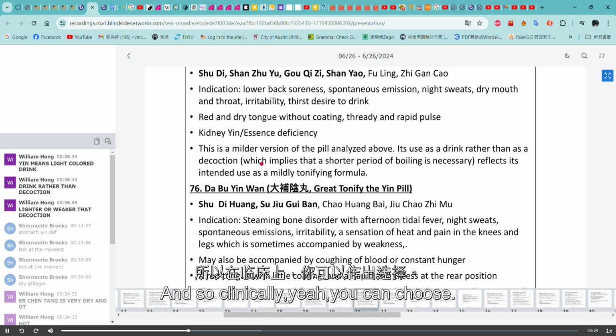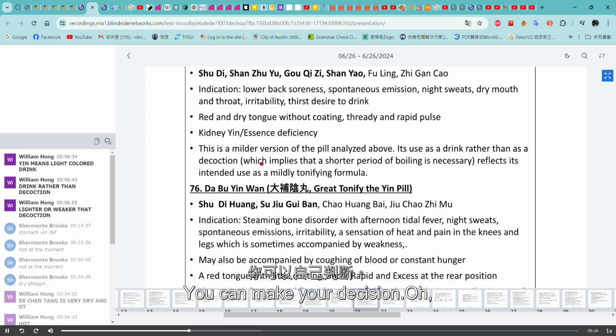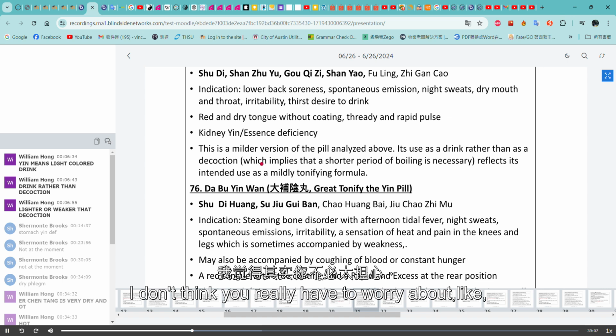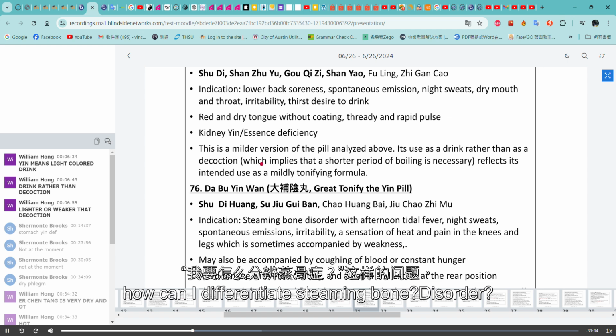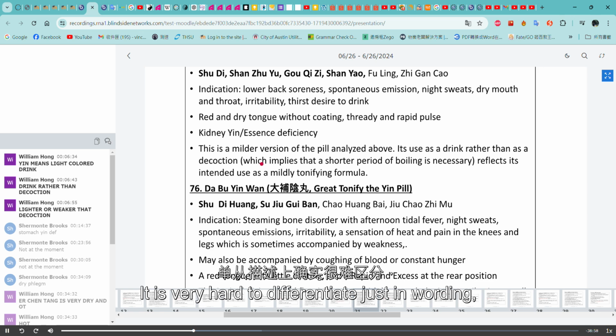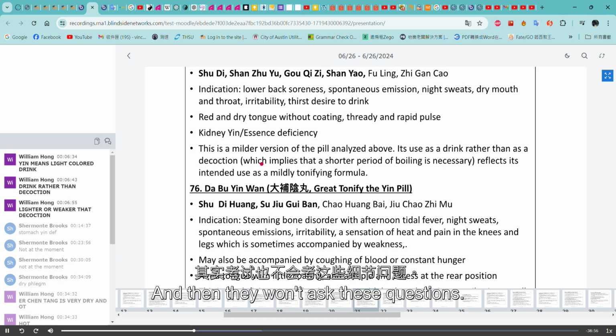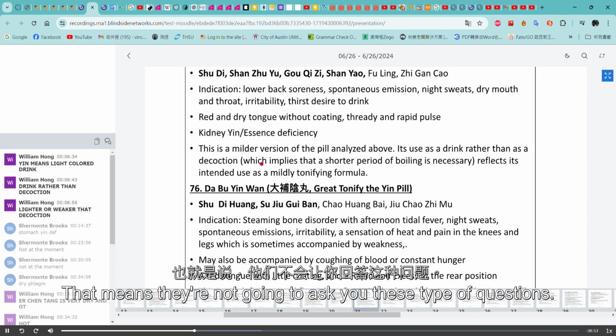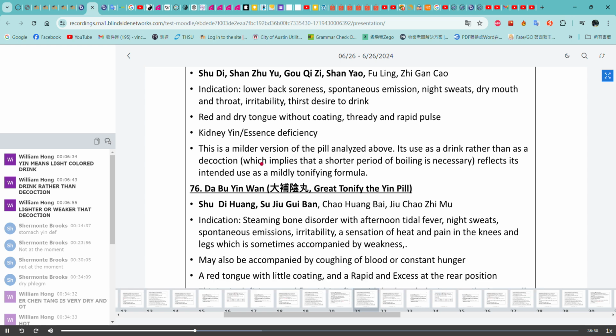And so clinically, yeah, you can make a decision. Oh, maybe we need to tonify. Well, let's just purely sedate first. So usually that's what we do. We clear heat first, with just 2-3 days of dosage, and then after that we change the formula. So yeah, I don't think you really have to worry about how to differentiate steaming bone disorder. Yeah, it is very hard to differentiate just in the wording. Okay, and they won't ask this type of question.